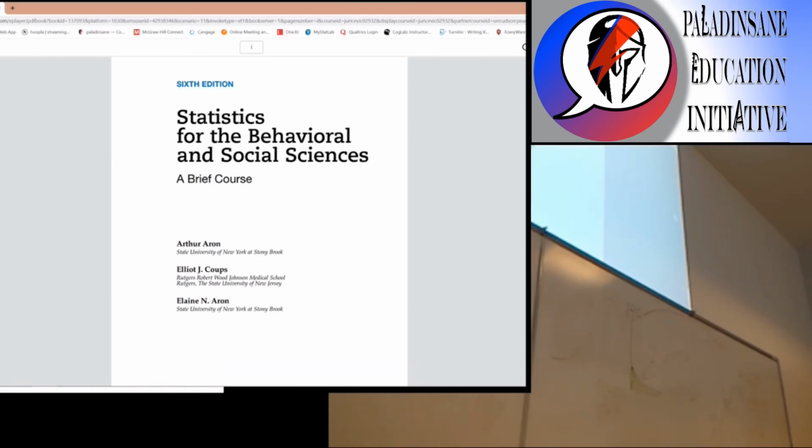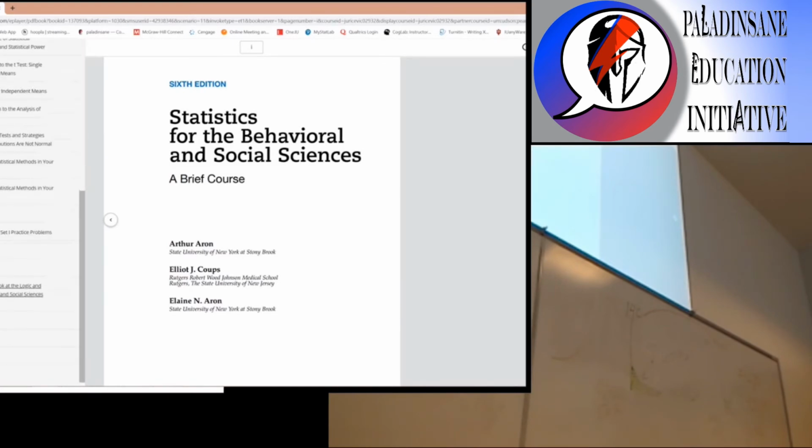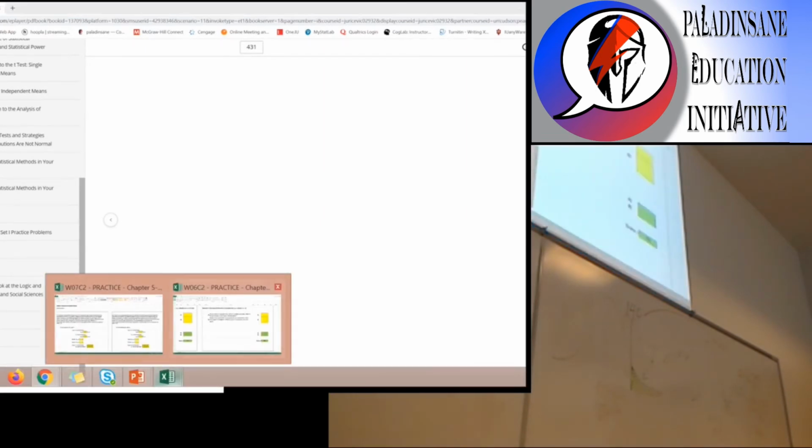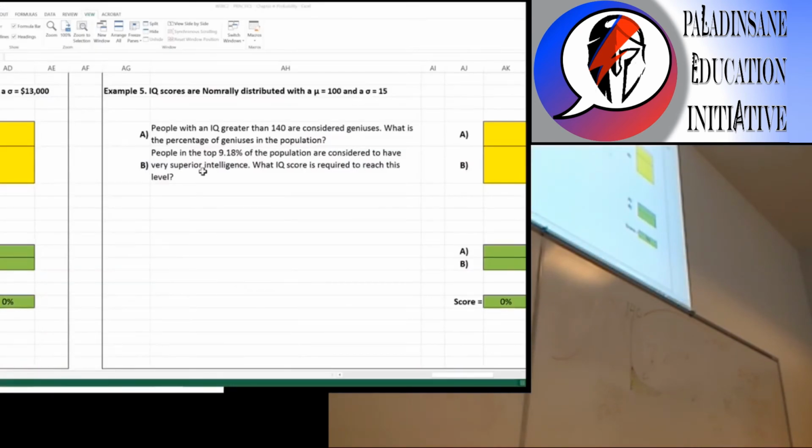All right, so that was the very long version: start with a raw score and then get a percentage version of this. The other version is start with a percentage and get yourself a raw score. So that number there is associated with genius level IQ. The other question that we have is question B. We're starting with a percentage. People in the top 9.18% of the population are considered to have very superior intelligence.